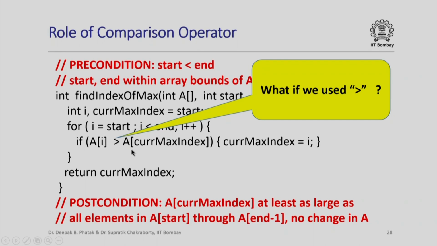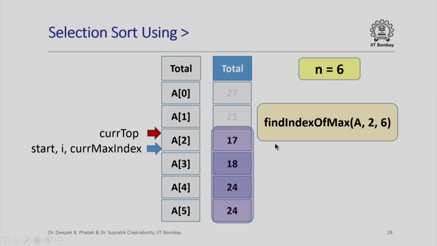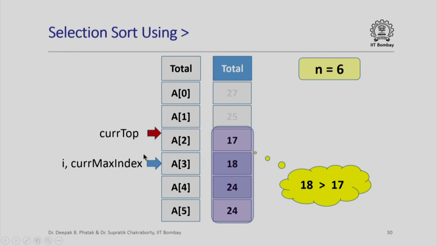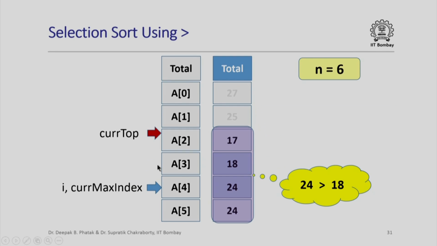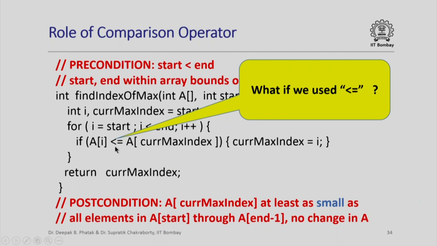On the other hand, if I used greater than here, what would happen? I would start here at the same position, and then since 18 is greater than 17, current max index would increment. Since 24 is greater than 18, current max index would increment again, but this 24 is equal to 24, not greater than 24, so current max index would not increment, and therefore this element will be swapped with current top. Of course, what would happen if I use less than or equal to?